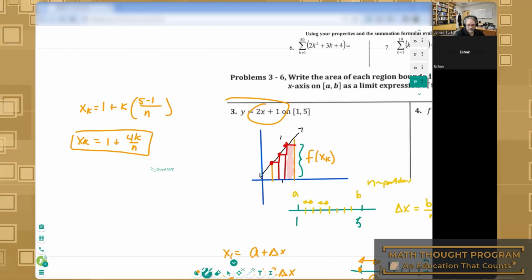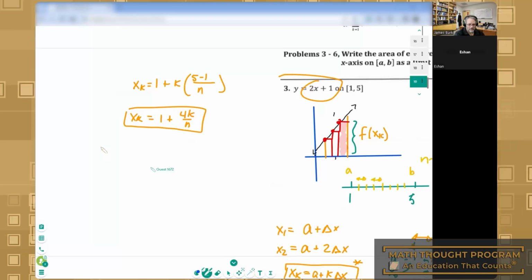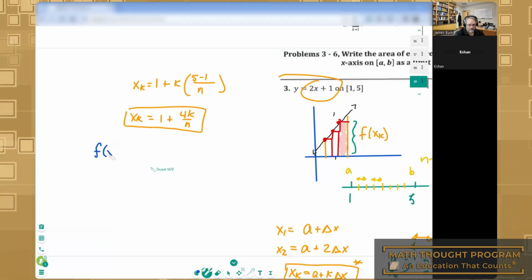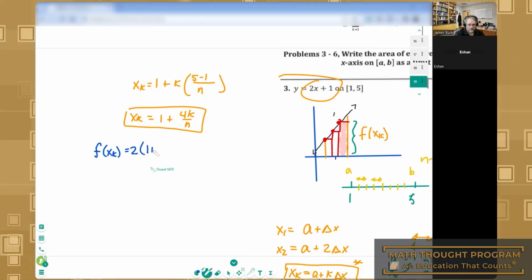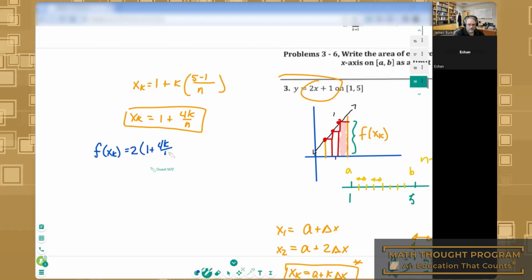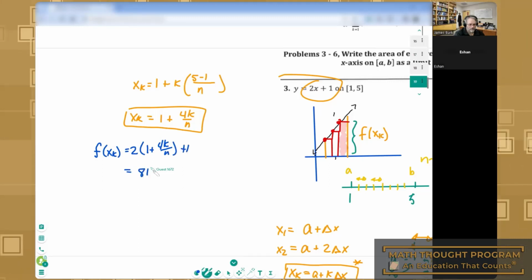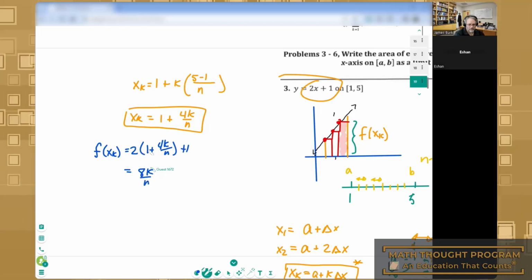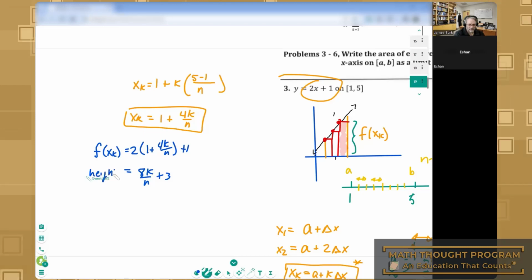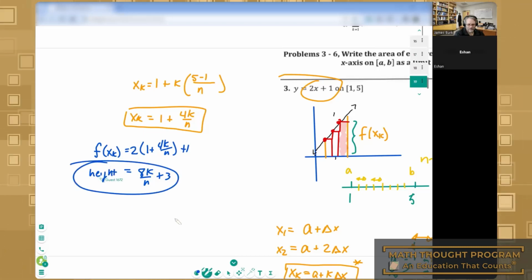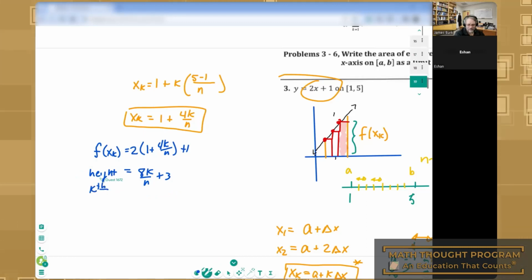And if I want to get the height of each one of these rectangles, we have to do the evaluation. So the height, we're going to have f of x sub k. We're going to have 2 times (1 plus 4k over n) plus 1, which is 8k over n, 2 plus 1 more is 3. So here's our height. Okay, see if that makes sense. Yeah. Okay, this is the height of the kth rectangle.